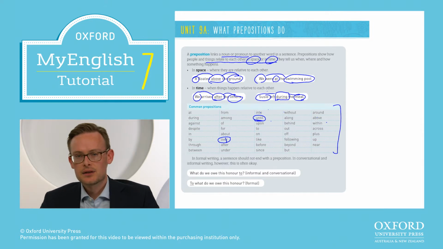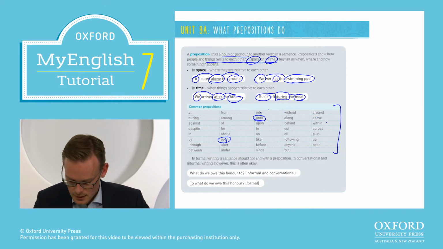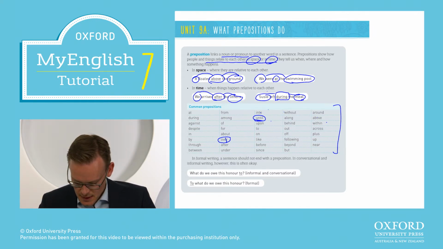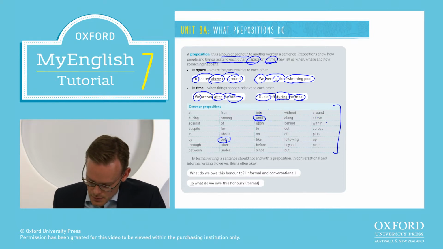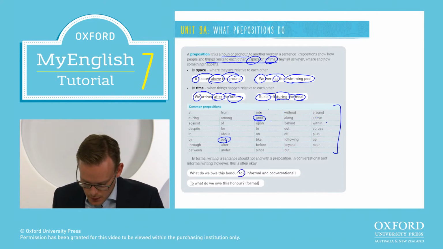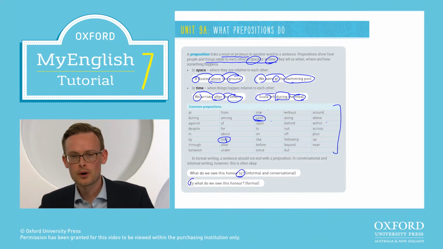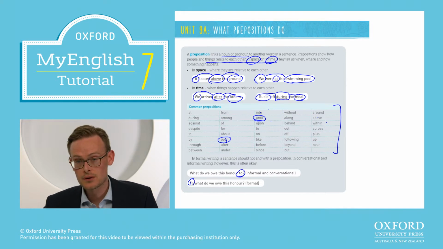One of the things that you need to know about prepositions is it's been a traditional rule of grammar that in formal writing or informal speech, you shouldn't end with a preposition. So instead of saying something like, what do we owe this honour to? We would have to say, to what do we owe this honour? You can see that that's much more formal than what do we owe this honour to?